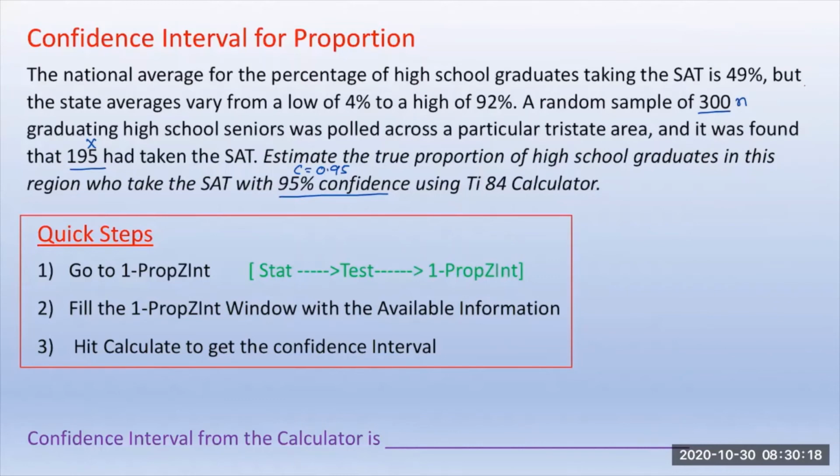So from the calculator, we got the confidence interval as 0.5960 and 0.7040. The meaning of that is, with 95% confidence, we can say that the true proportion of high school graduates taking the SAT exam is 59.60% to 70.40%.